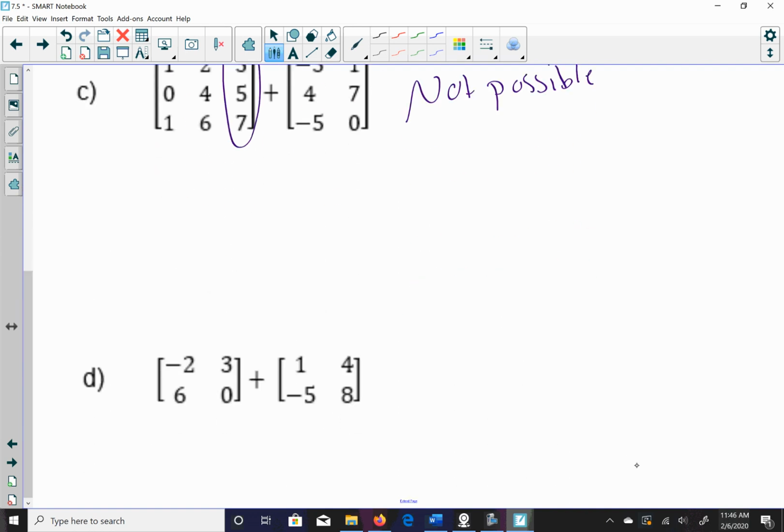Last one, I have a 2 by 2, and I'm trying to add it to a 2 by 2. So I'm doing -2 plus +1, which will give me a -1. 3 plus 4, 7. 6 plus -5 is 1, and 0 plus 8 is 8. So my matrix is -1, 7, 1, 8. That's not difficult at all.